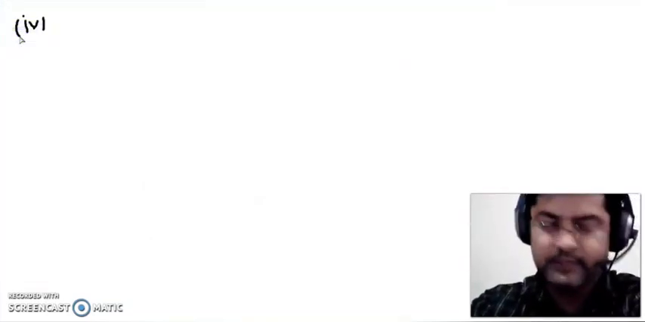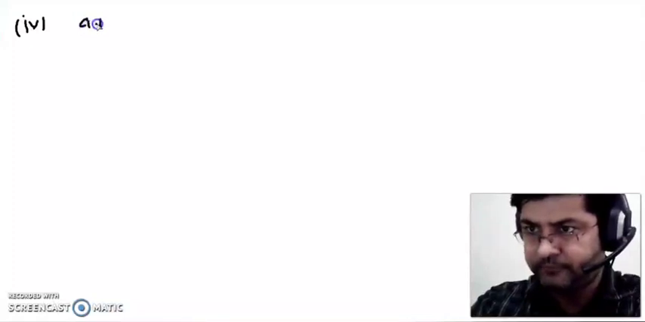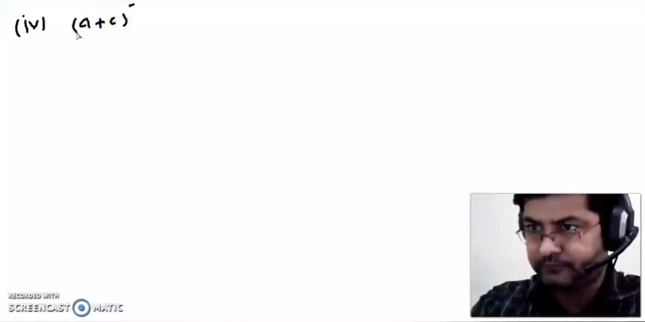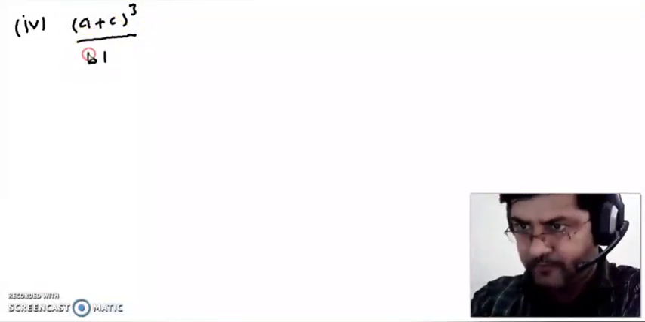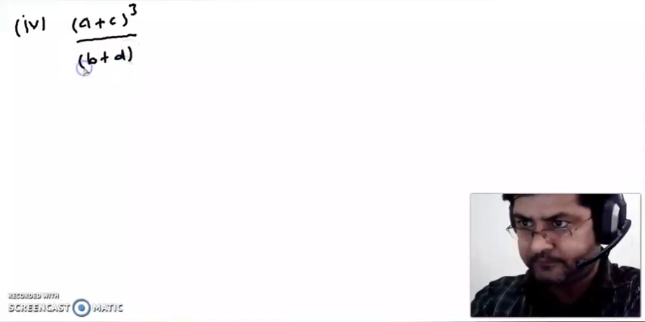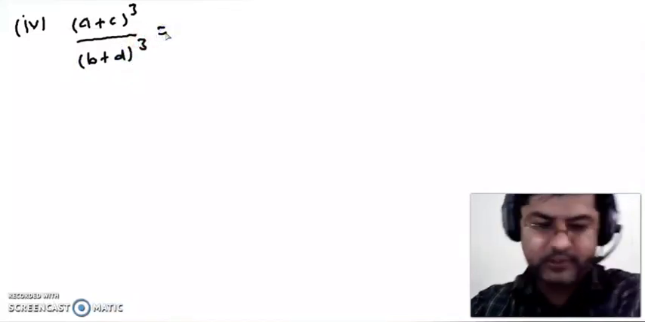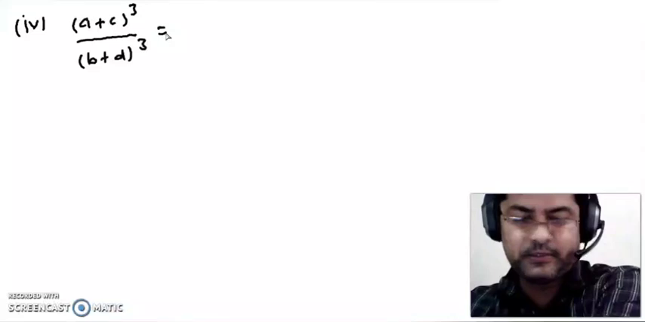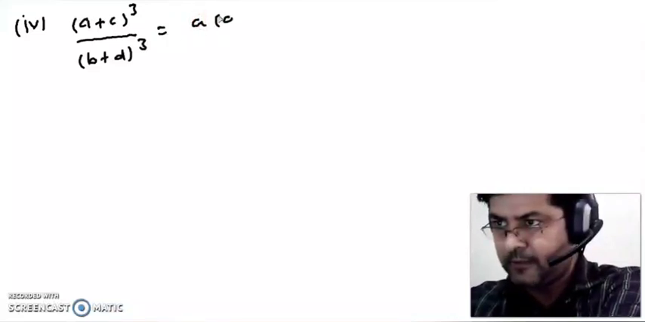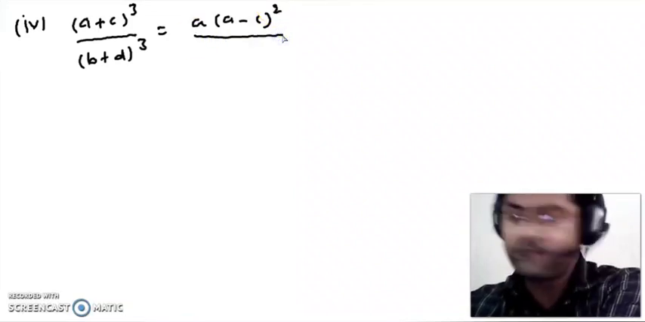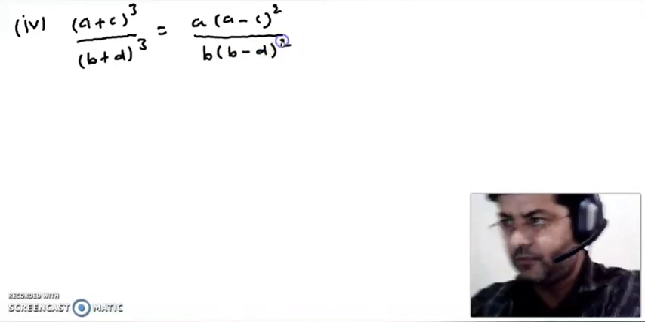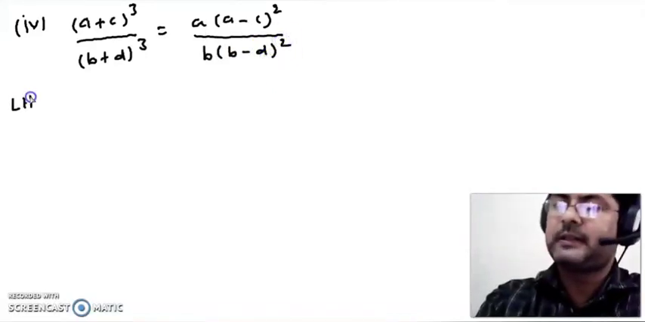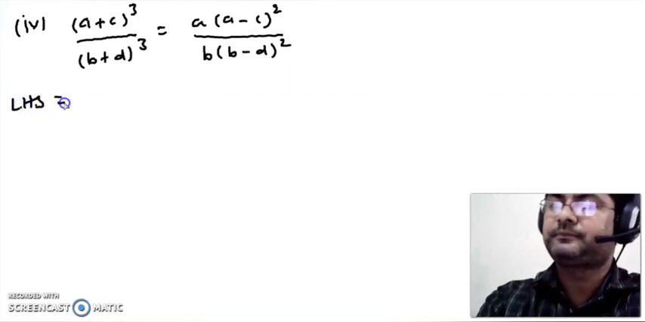Okay, we are given (A plus C) the whole cube upon (B plus D) the whole cube is equal to A into (A minus C) the whole square upon B into (B minus D) the whole square. Let us take left hand side, LHS.